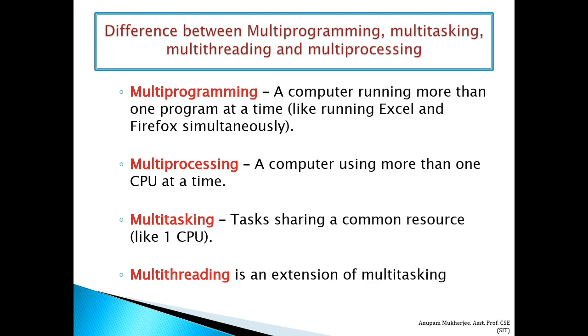Often students ask me one question: what are the basic differences between multi-programming, multitasking, multi-threading, and multiprocessing, as all these names are quite synonymous? But they have some internal differences. Multi-programming means a computer running more than one program at a time. These multiple programs may be, say, running an Excel file, a Paint application, or a web browser like Firefox. They are executing simultaneously. That is called multi-programming.